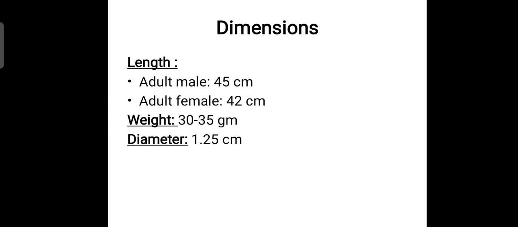When it comes to the dimensions, if you take the whole length of the spinal cord, in adult males it will come up to 45 centimeters, while in adult females it is 42 centimeters in length. It weighs around 30 to 35 grams, and the diameter is 1.25 centimeters. It's a cylindrical structure, that's why we have mentioned the diameter here, and you can see it's a very thin diameter, right? Only 1.25 centimeters.